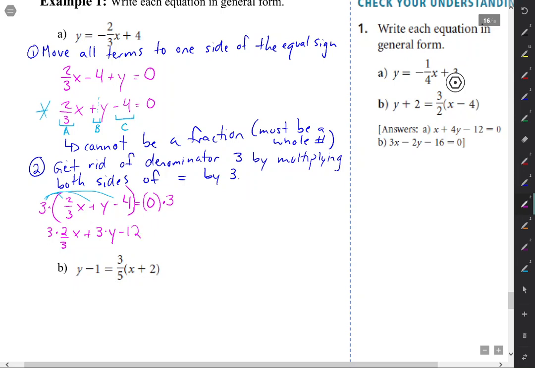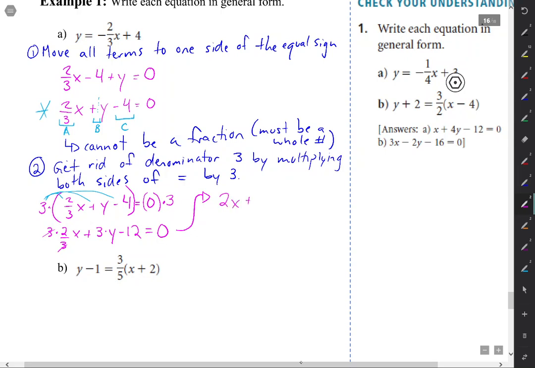So that's what we have on that side of the equal sign. Then I'm going to put the equal sign, and then 0 times 3 just stays as 0. So then in our final step, let's just clean this up a little bit. So let's look right there. We have 3 times 2 over 3x. Well, the 3 in the numerator is going to cancel out the 3 in the denominator. So all we're going to be left with there is 2x.